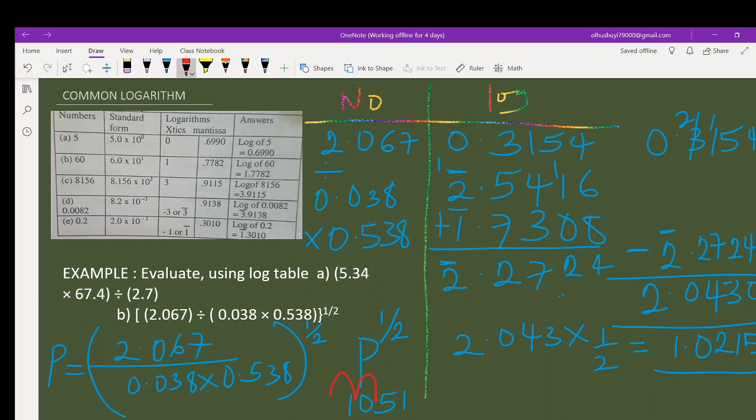So your answer becomes what? The antilog will be 10.51. So that's what we should have. Okay, let me just rewrite it. 10.51. So that gives us a final answer.